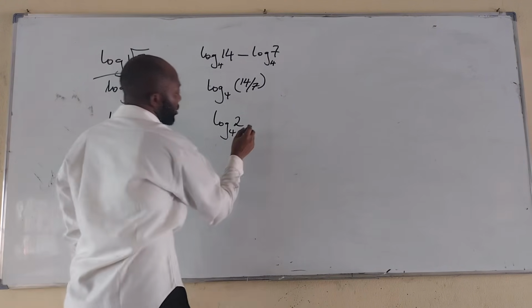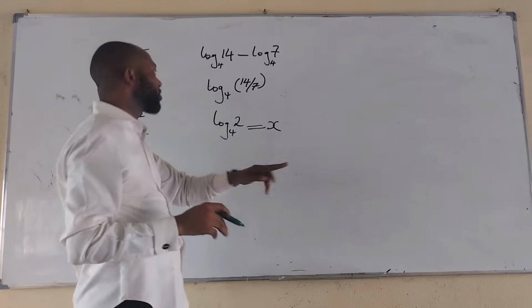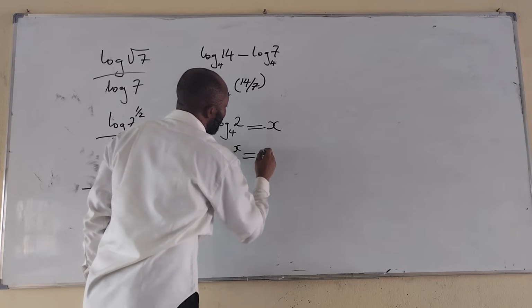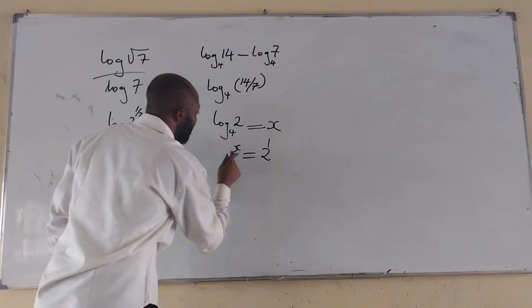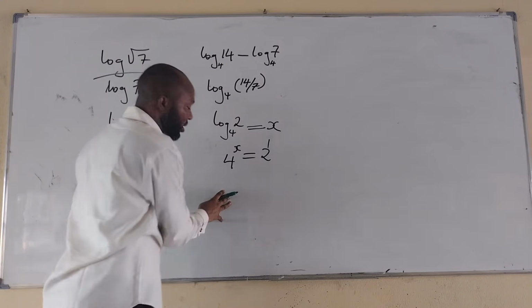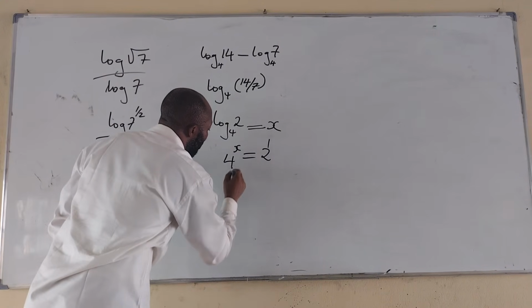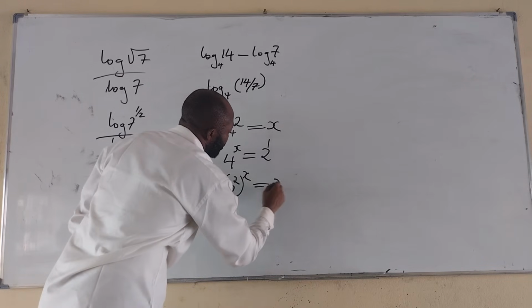And this is not over, we equate it to x. We want to know the number of times 4 can be raised to give us 2. So we now have 4 raised to the power x is equal to 2 raised to the power 1. I want to have the same bases, so I have to reduce 4 to 2 raised to the power 2. Open bracket, raised to the power x, by Power's law of indices, equals 2 raised to the power 1.